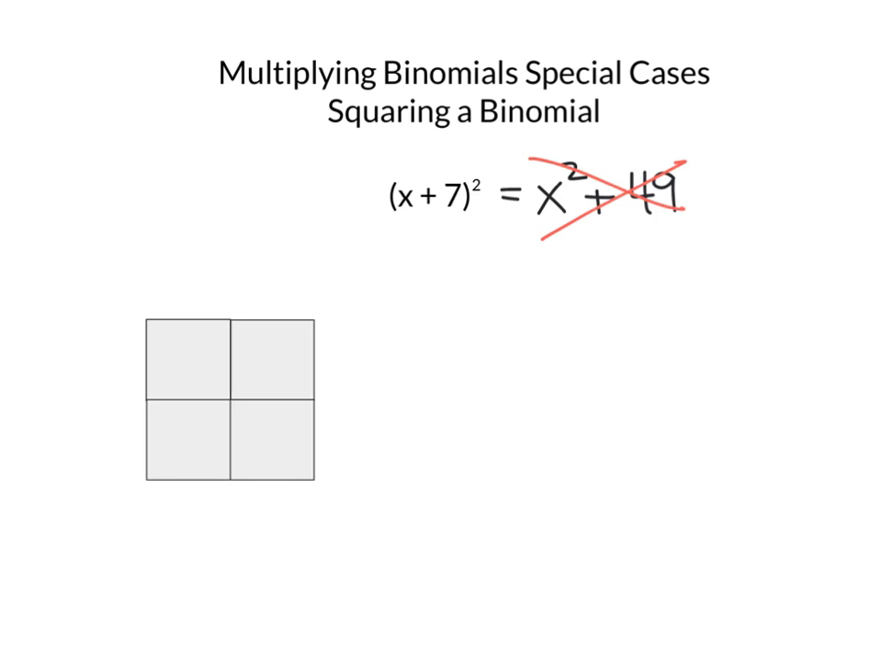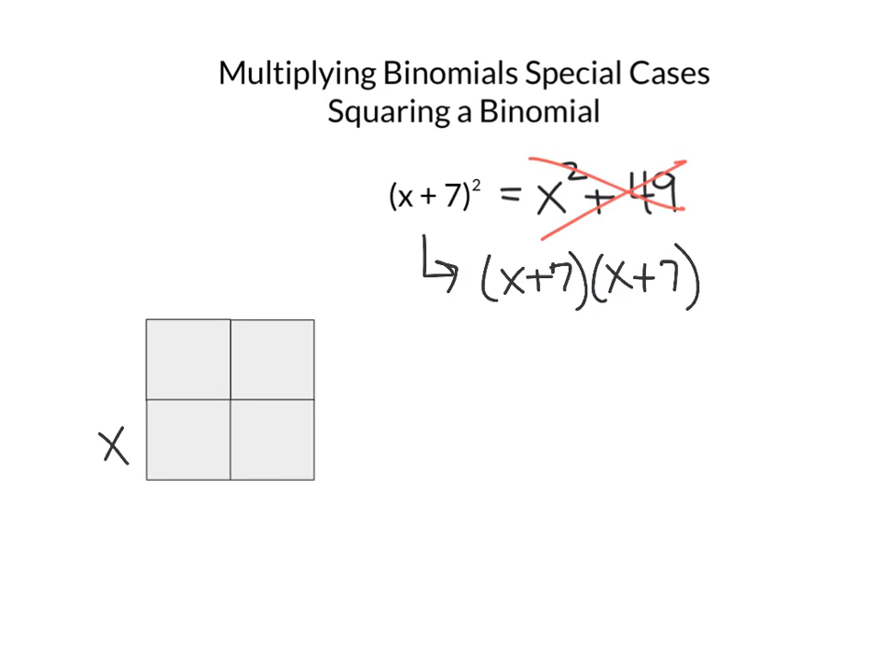I'm going to show you how to do this using the box method, and then I'm going to show you a shortcut as well. So let's first talk about what this x plus 7 squared means. If I were to expand this out, this would really be x plus 7 times x plus 7. So I'm going to use my box method first to demonstrate what happens when we multiply this.